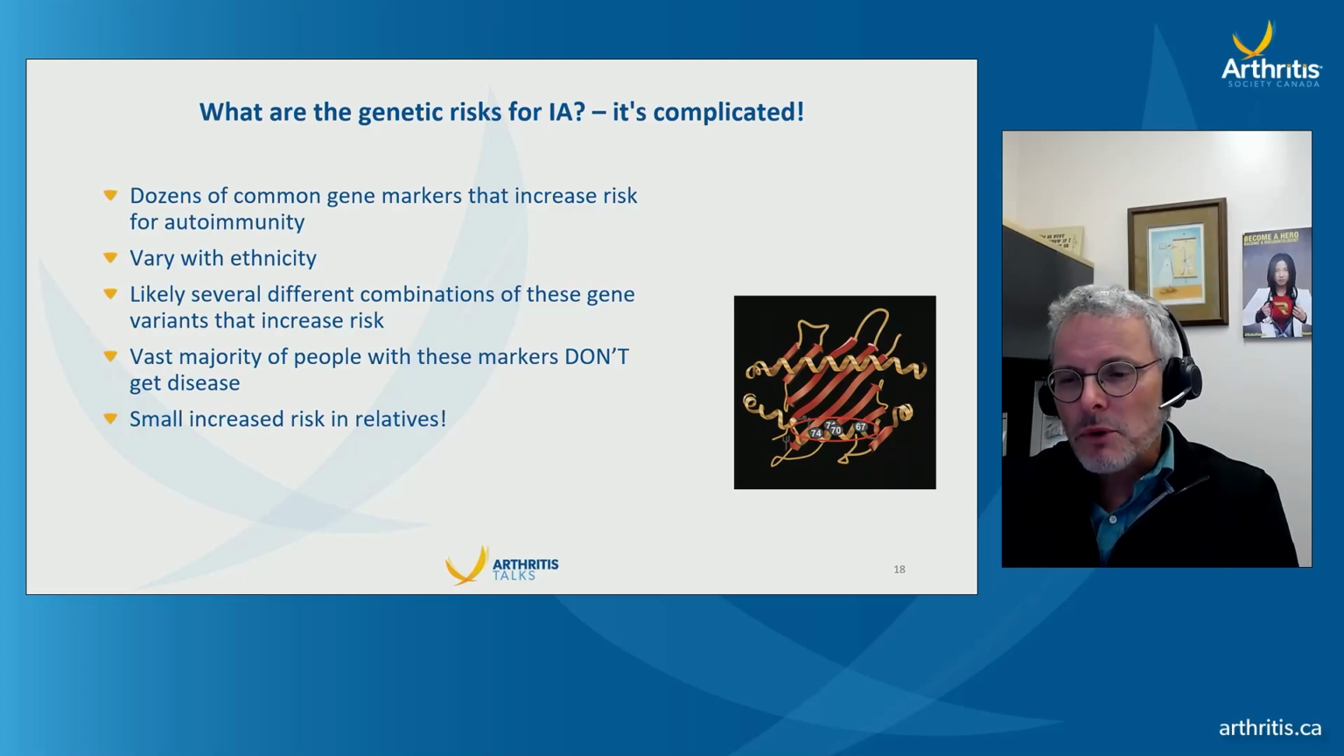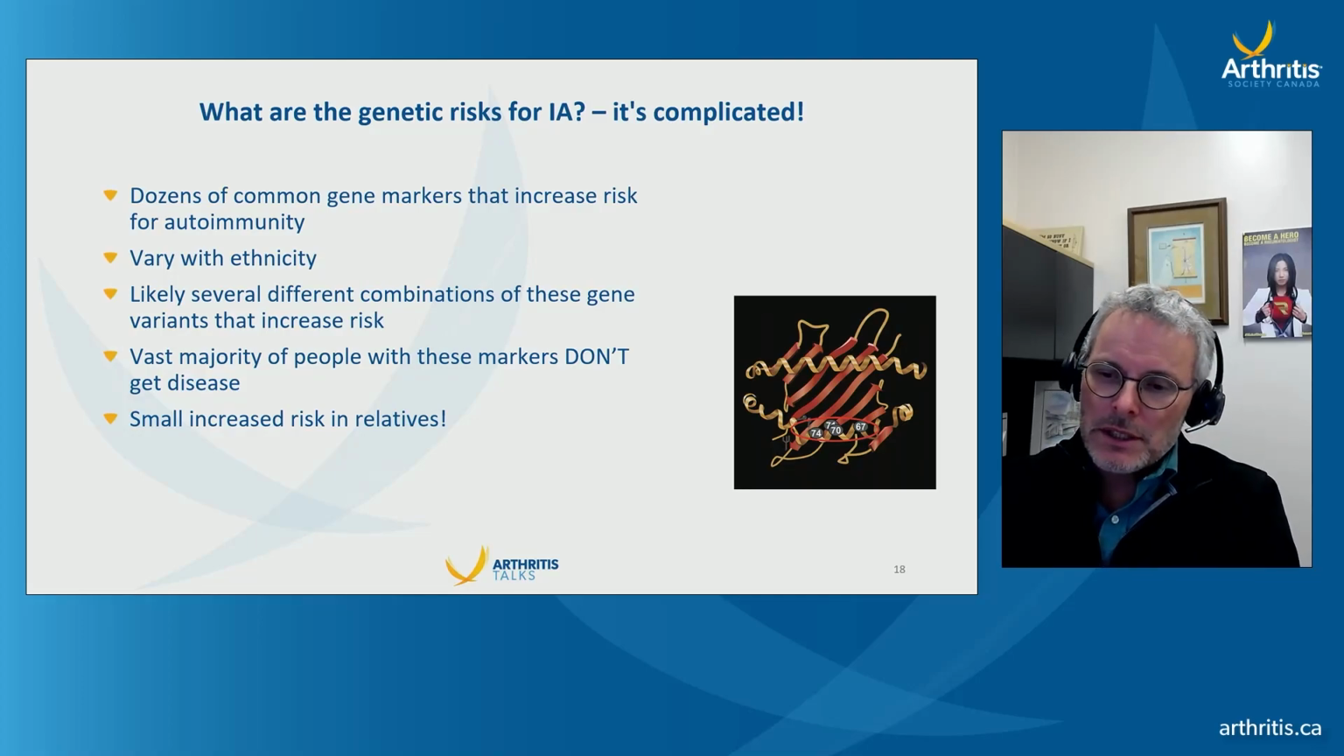Now, the two things that are important to know about that is that the vast majority of people who have these gene markers don't actually get disease. So it increases their risk, but most of them never get an autoimmune disease. And importantly, for those of you who have children or siblings, we know that even though you share genetics with them, there's only a very small increased risk of inflammatory arthritis in your relatives. There are some families where it tends to cluster, but most people who have this do not have a lot of family members with this disease.